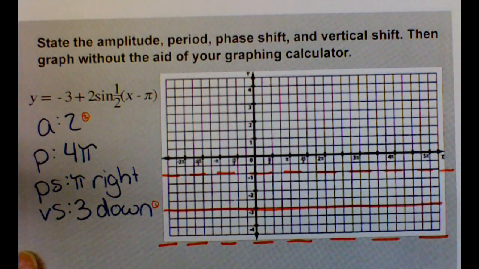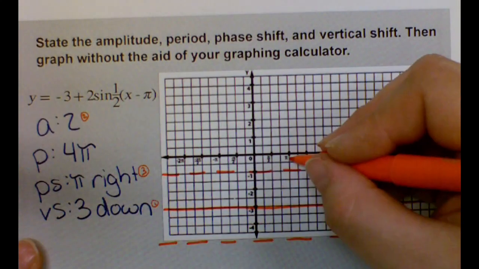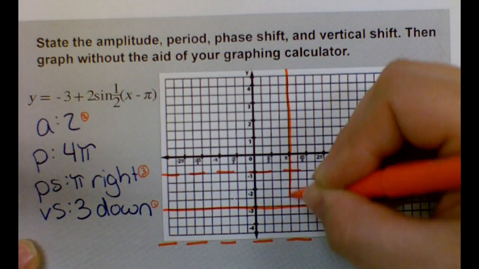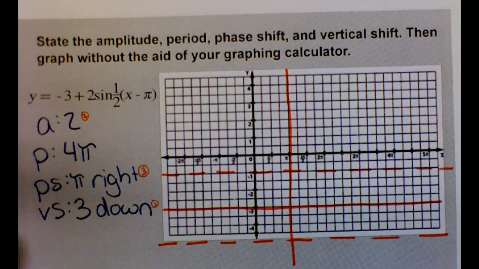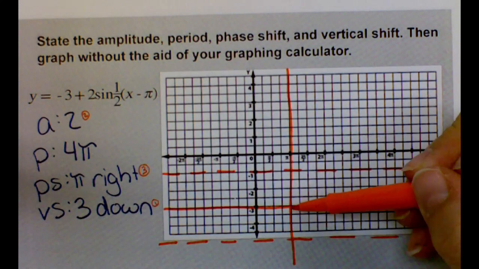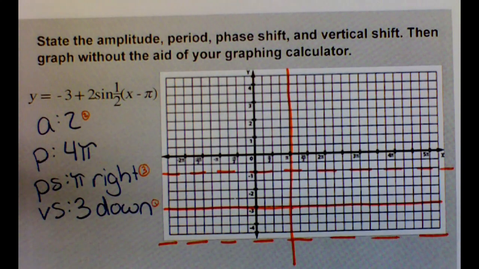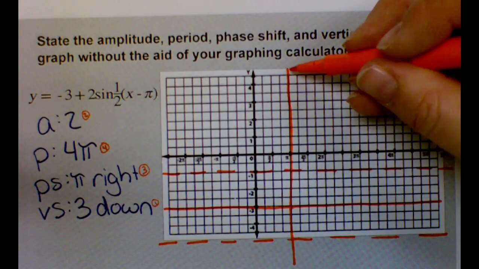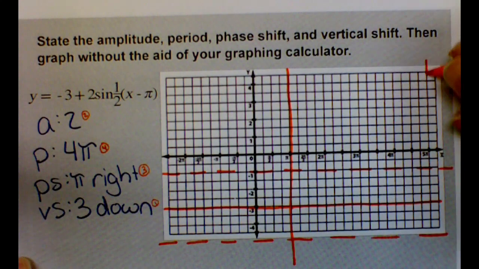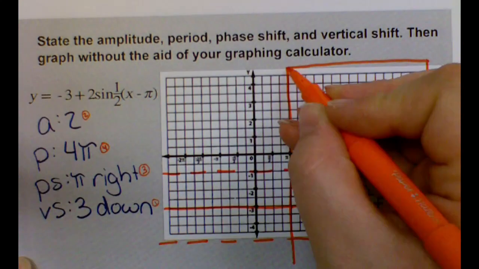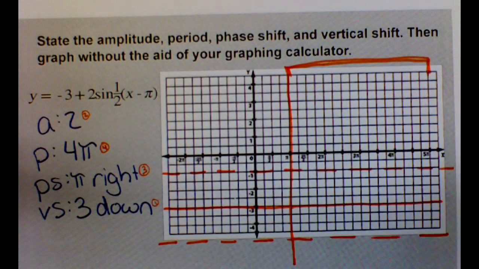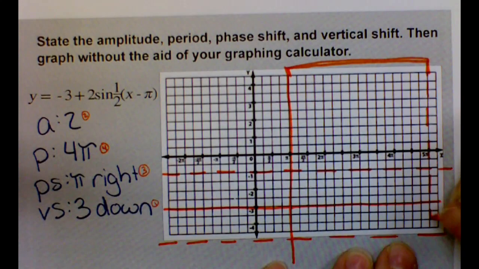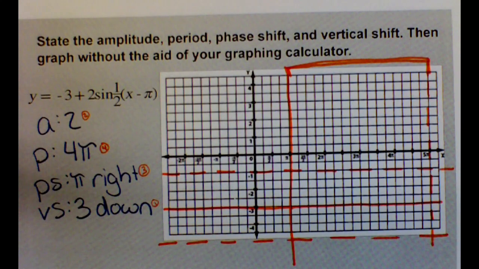All right, then I deal with my phase shift. My phase shift is pi to the right. So at pi to the right, I make myself a new y-axis, essentially. So now instead of using the origin for anything, I'm going to use this point, pi negative 3, as my new origin. And then fourth thing is my period, 4 pi. So if one period starts at pi, then it ends at 5 pi. I like to make myself a little markup here. Okay, that's going to be 1 period. Maybe I'll bring it down too. That helps me too.